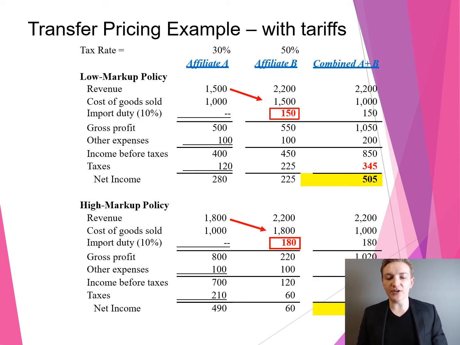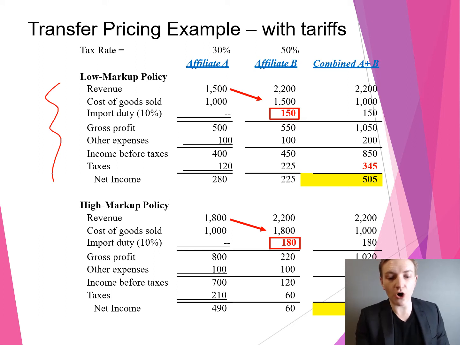So let's have a look at our example again here. Suppose we have tariffs here of 10%. So in that case, we now have the tariffs being imposed. Suppose we have our low markup environment. Our low markup environment involved the transfer price of $15. In that case, at the $15 transfer price, we'd have $150 of tariffs being payable on our figures from before.